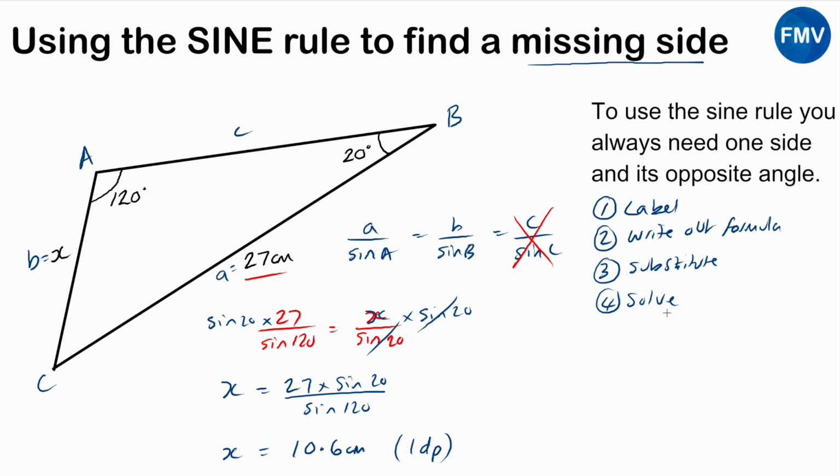Hopefully you can see, if you take care in labeling the diagram correctly, the rest really is straightforward. One more thing to point out is when you're using the sine rule, you always need the opposite angle of the side that you have. So in this case, we had angle A and we had its opposite side. And in this case, we had angle B and we had, although we haven't got the actual figure, we were looking for the opposite side. So remember, you're looking for pairs.